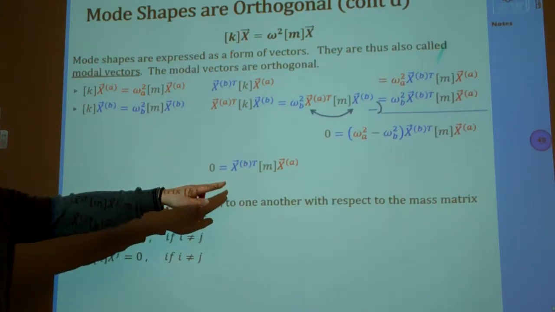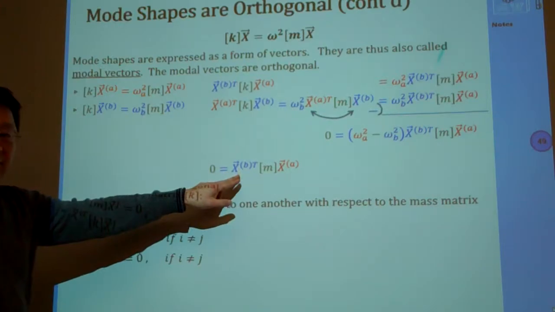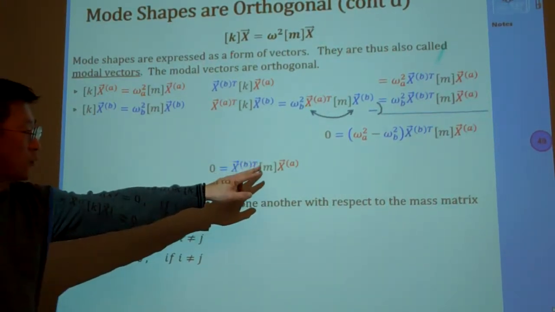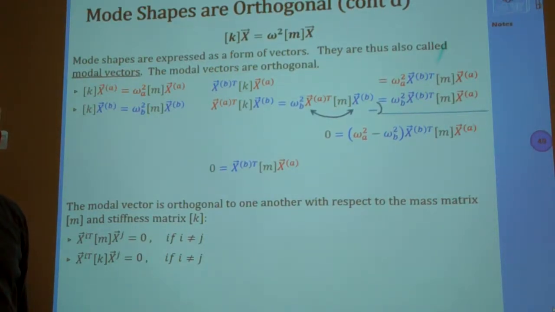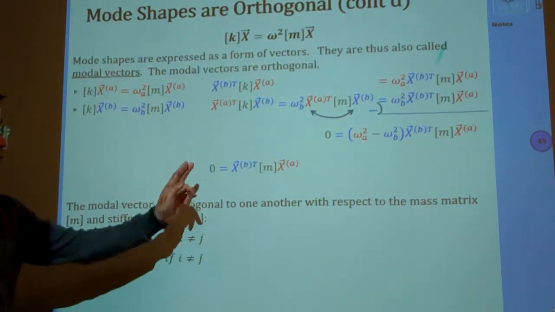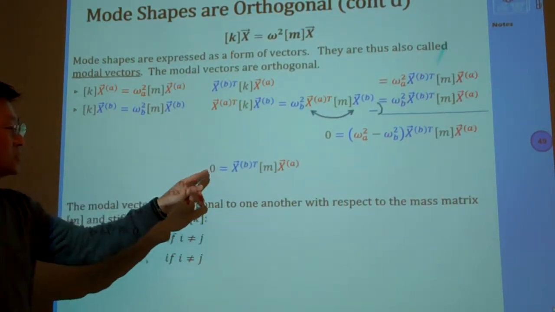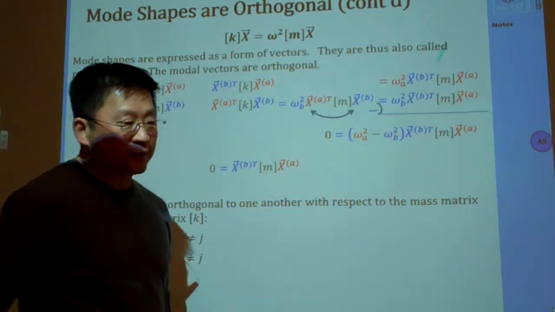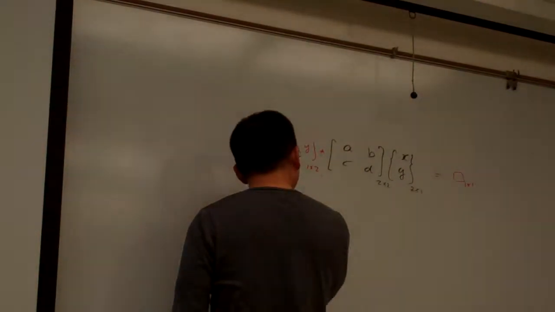This equation is saying this. This is a vector. This is a vector. The vector multiplied with the M matrix and another vector gives 0. So that means the two vectors have an inner product with respect to M that is 0. So the two vectors are orthogonal to each other. Let me put it this way.